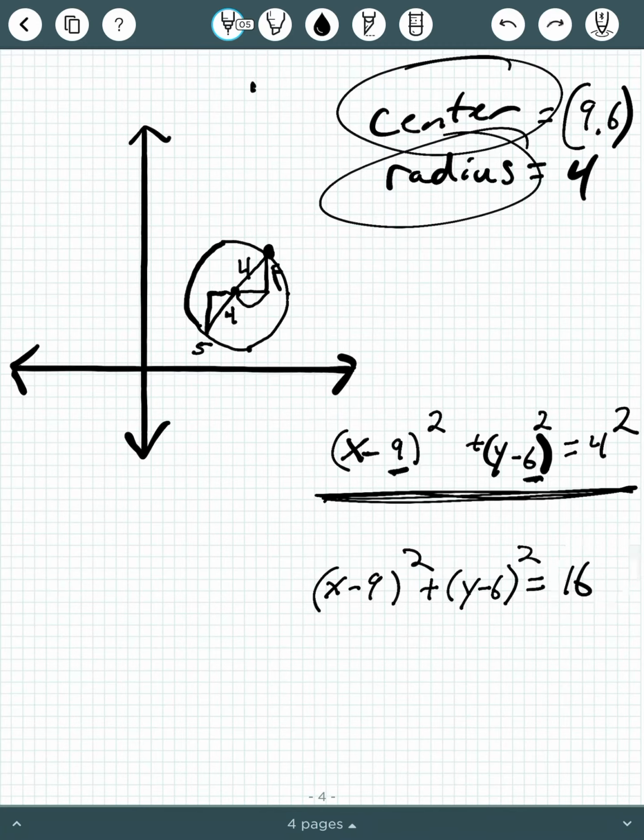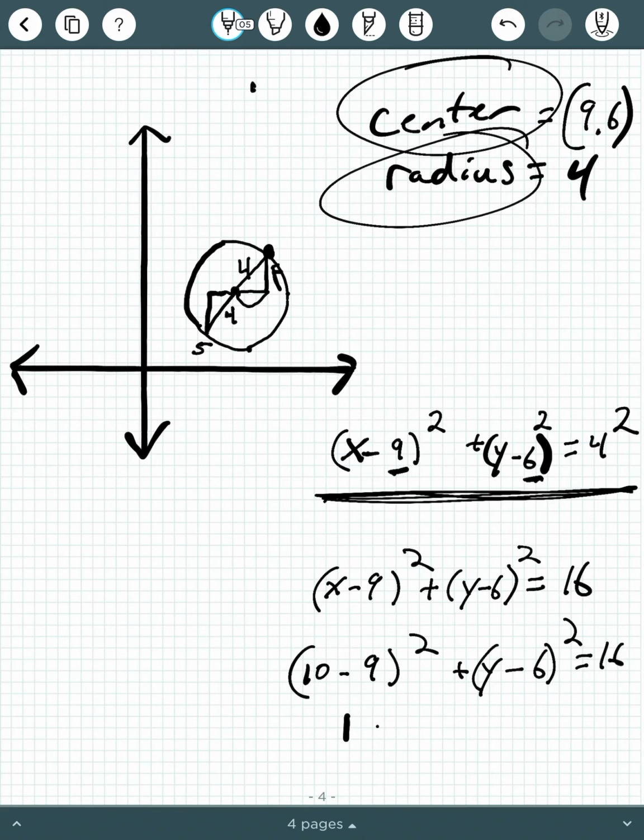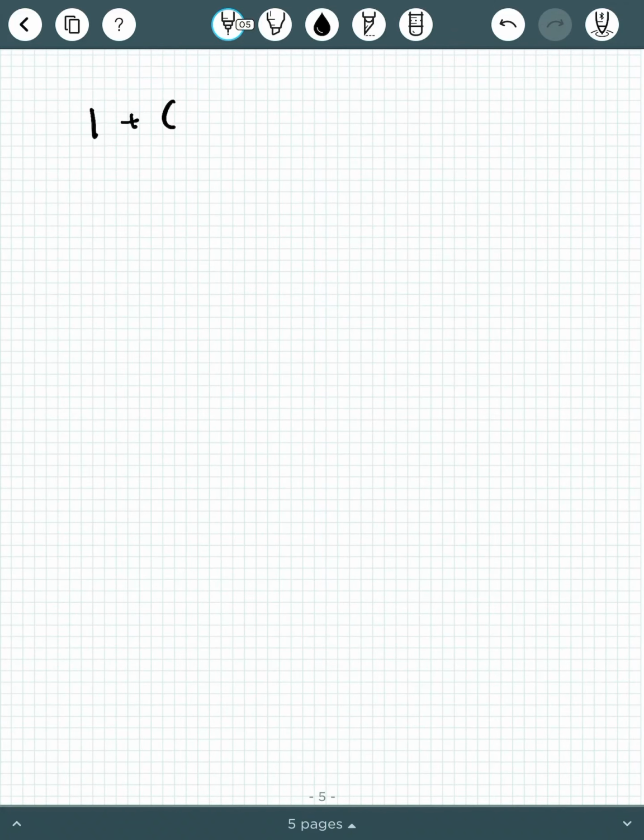Alright, so if I want to go through and find points on the circle, I can try plugging in some different values to see what I get. So let's look at when x is 10. So 10 minus 9 squared plus y minus 6 squared is equal to 16. If I do that math, well, 10 minus 9 is just 1, and squaring that stays 1. So I have 1 plus y minus 6 squared, and that ends up being equal to 16. I'll roll to the next page so we have plenty of room.